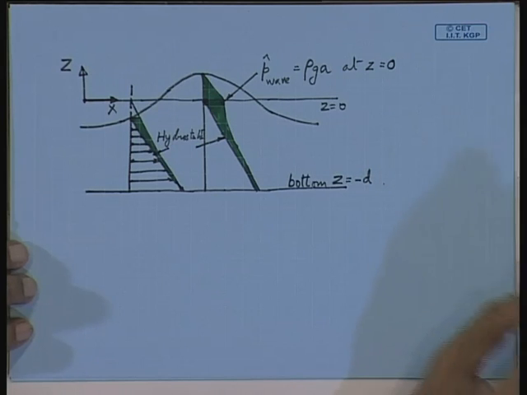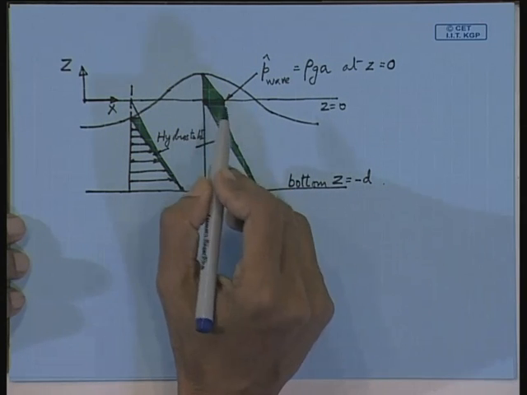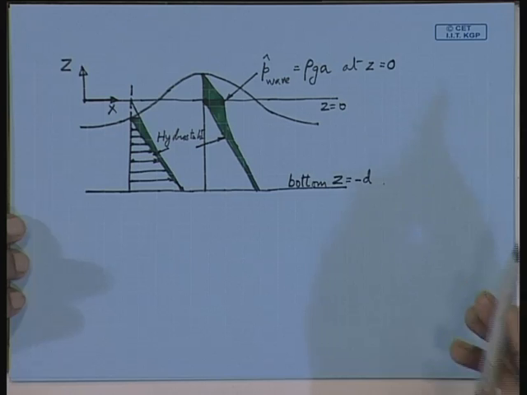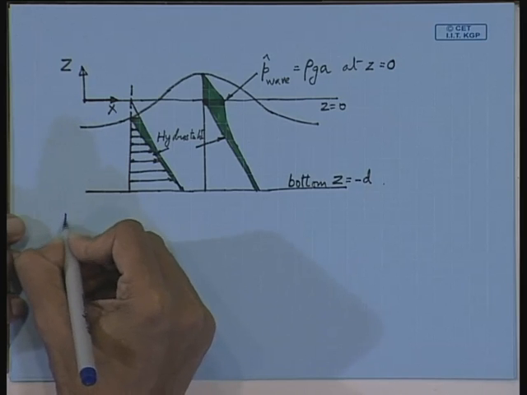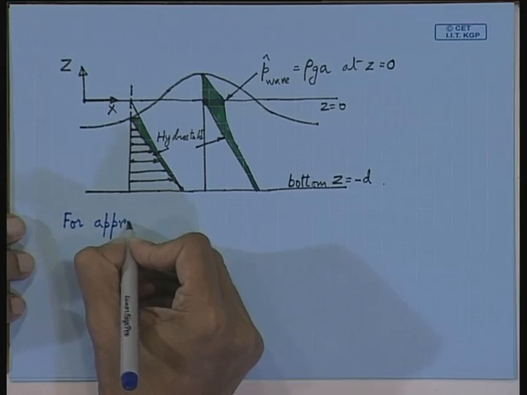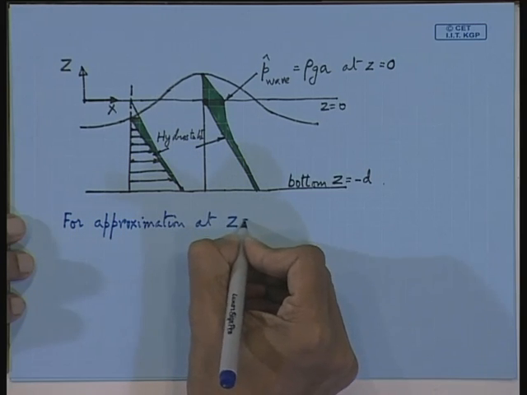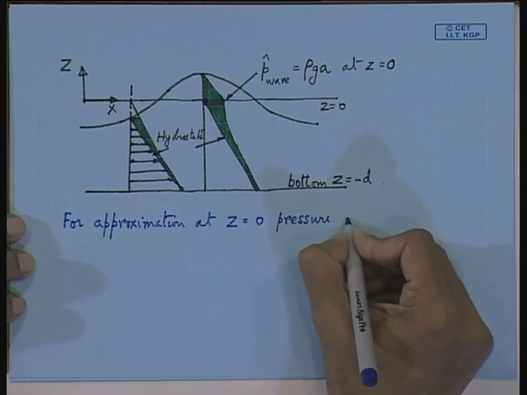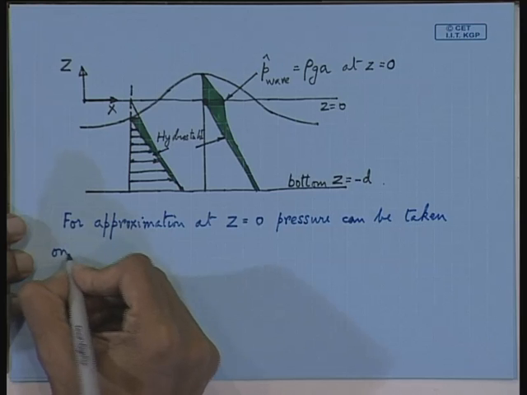Now, if you take ships, sometimes when you are not very keen on this hydrodynamic component, you can take the hydrostatic part. So, for approximations at z equal to 0, pressure can be taken only hydrostatic. But there is a big if.